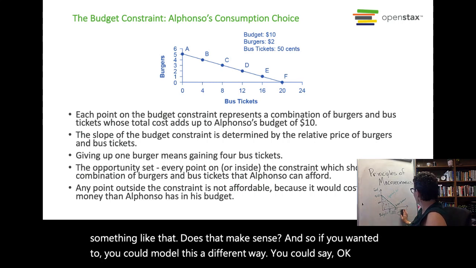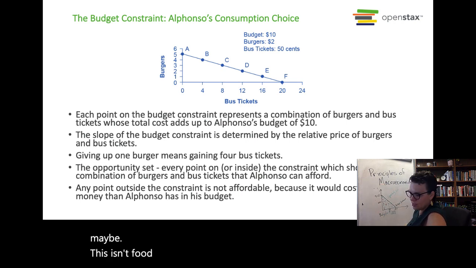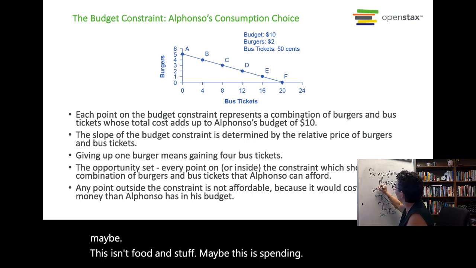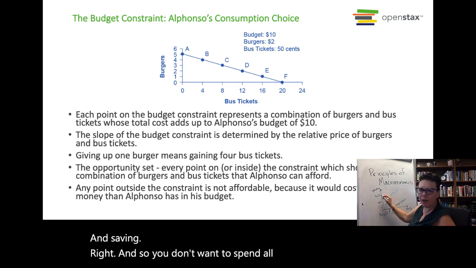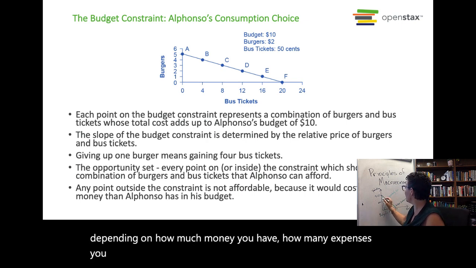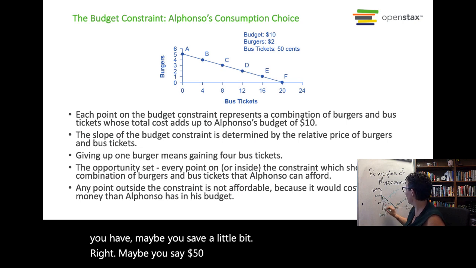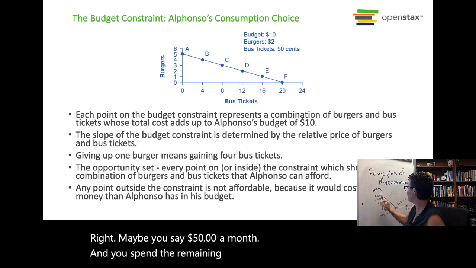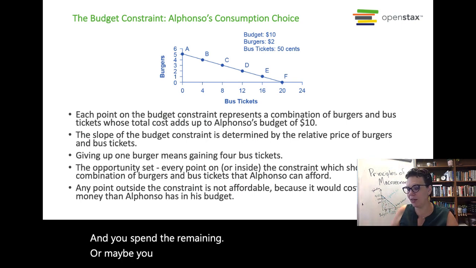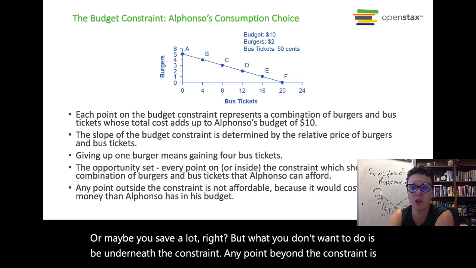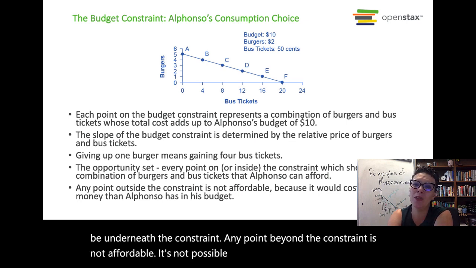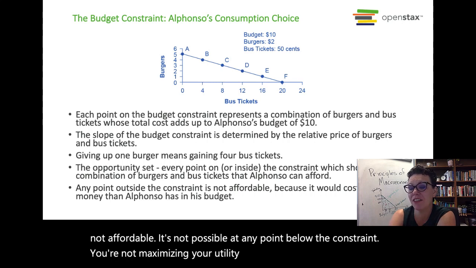You could say, okay, maybe this isn't food and stuff. Maybe this is spending and saving, right? And so you don't want to spend all your money, but depending on how much money you have, how many expenses you have, maybe you save a little bit. Maybe you save $50 a month and you spend the remaining, or maybe you save a lot, right? But what you don't want to do is be underneath the constraint. Any point beyond the constraint is not affordable, it's not possible. And any point below the constraint, you're not maximizing your utility. You're not as well off as you could be.